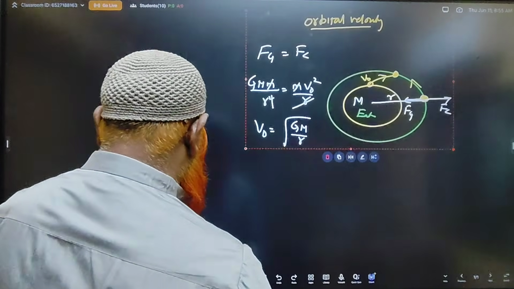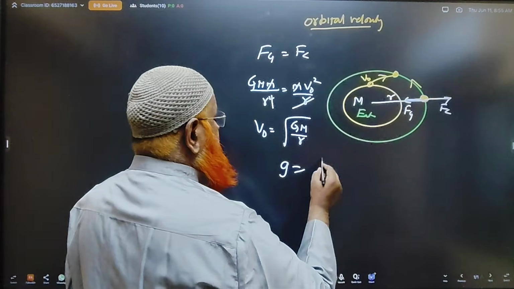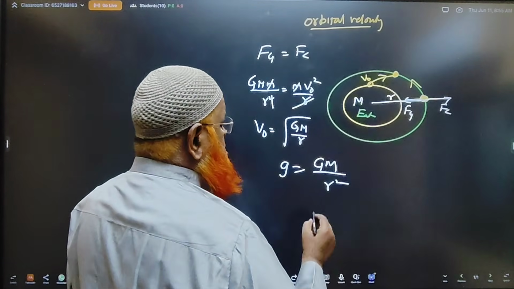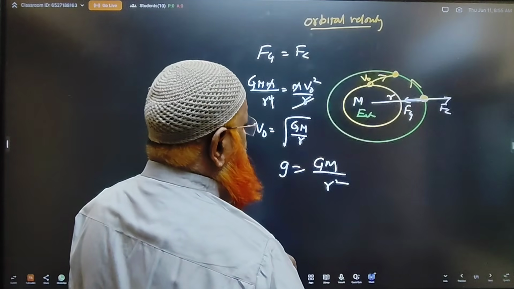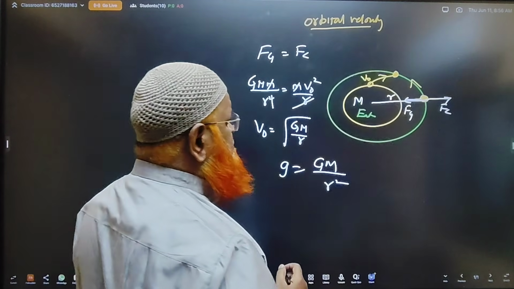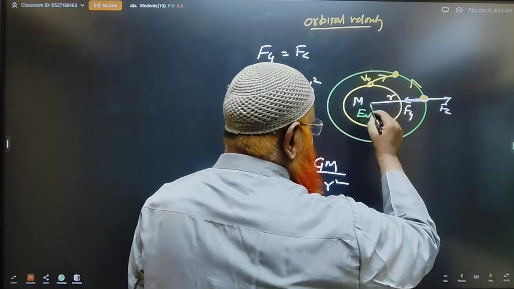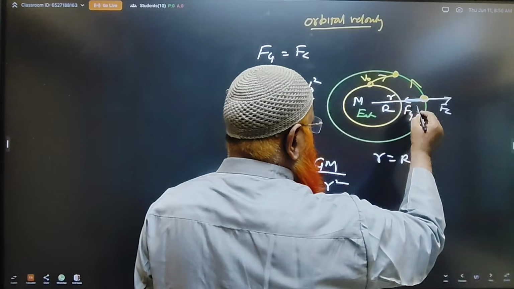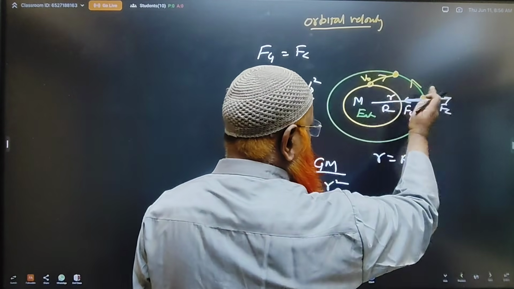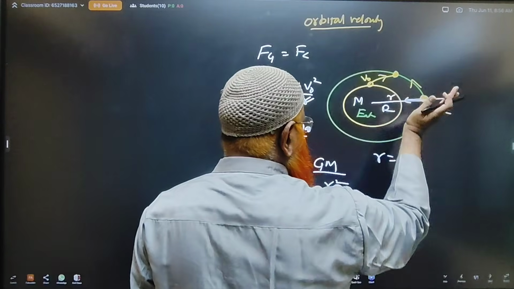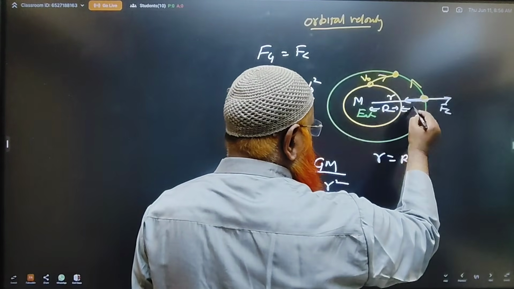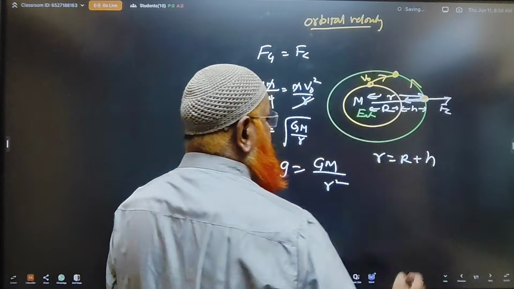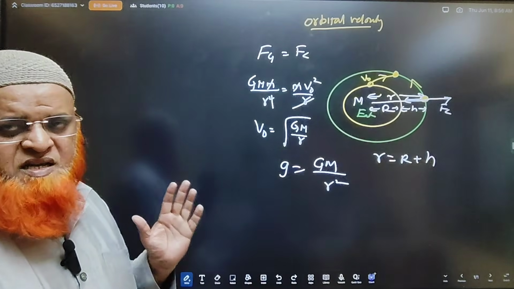So what is the next formula for orbital velocity? You all know g is equal to GM by R square, the gravitational intensity. So what do you write from this? See here, you are throwing a body from this, and it is going to fall on the orbit. Here the distance from here to here is small r. This is the radius and this is the height from the surface. So from here to here is the radius, from here to here is the height, and the total distance is taken as r. So small r is capital R plus h.